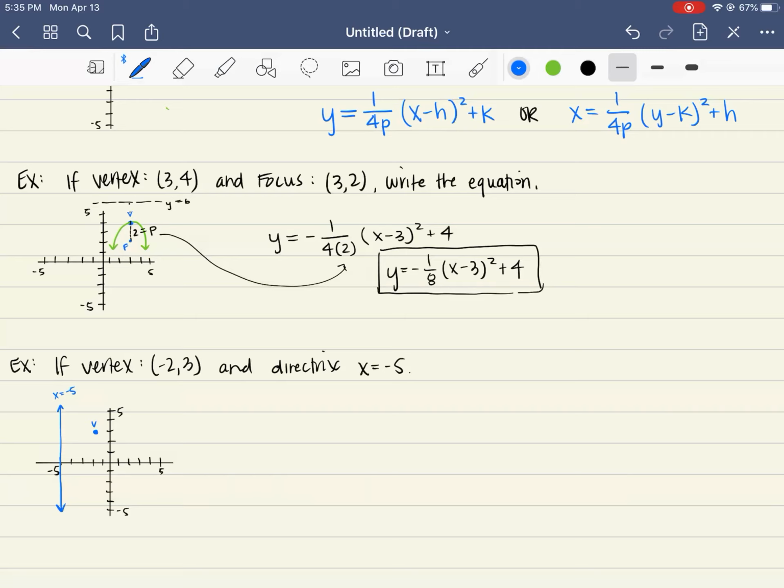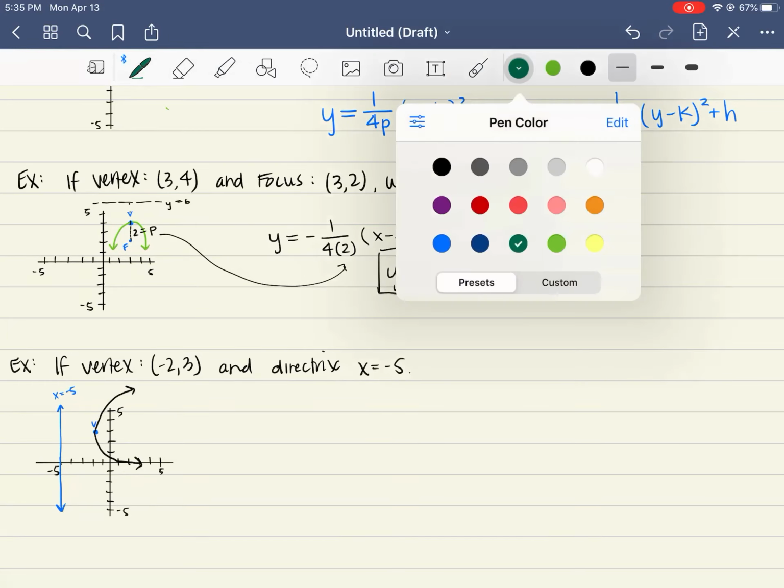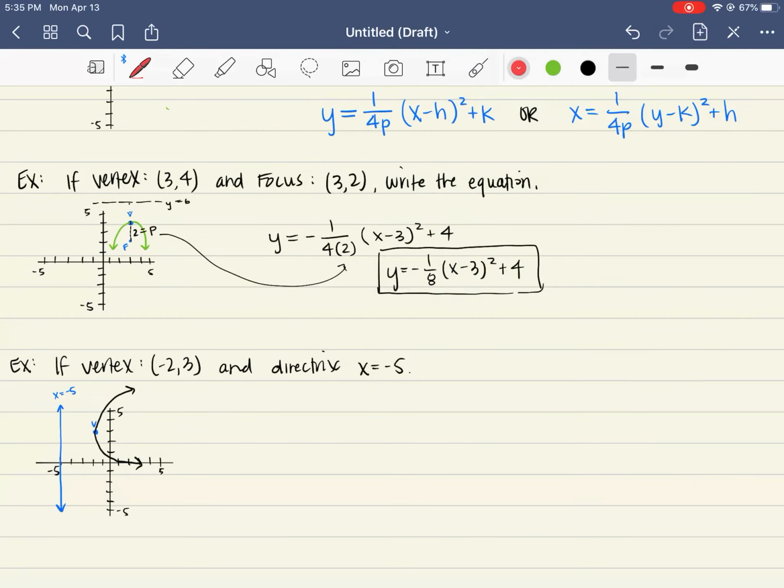So this one, remember, the parabola goes away from the directrix. So this one must be opening to the right. We're not asked to draw this one, so I'm just rough sketching it here. But this one would look something like this. It's going to open to the right. And again, we need the p-value. The p-value is this distance. So it looks like we're 1, 2, 3 units away, that would be our p-value.